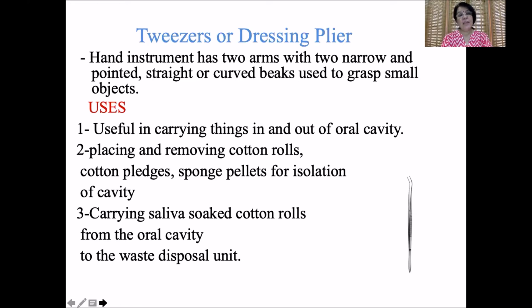What all you grasp? Sometimes a bird, sometimes a cotton pellet, so many things. You have to have something to pick up the things and take it to the mouth, or pick it up from the mouth and get it outside. So all these things are done by a tweezer or a dressing plier. The uses are: it is used in carrying things in and out of the oral cavity. Second, placing and removing cotton rolls, cotton pledges, sponge pellets for isolation of cavity.